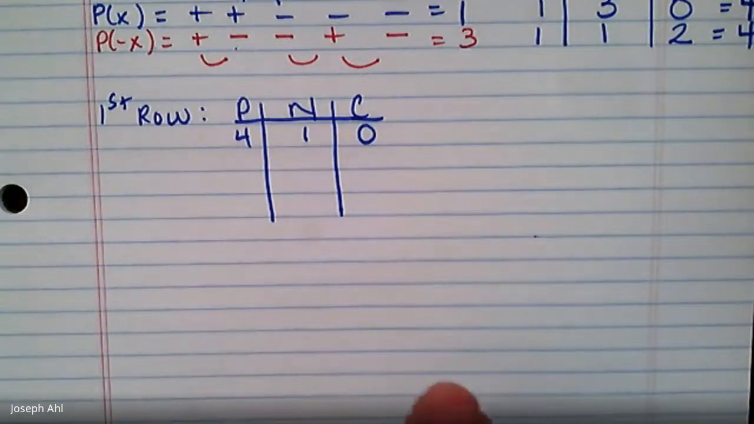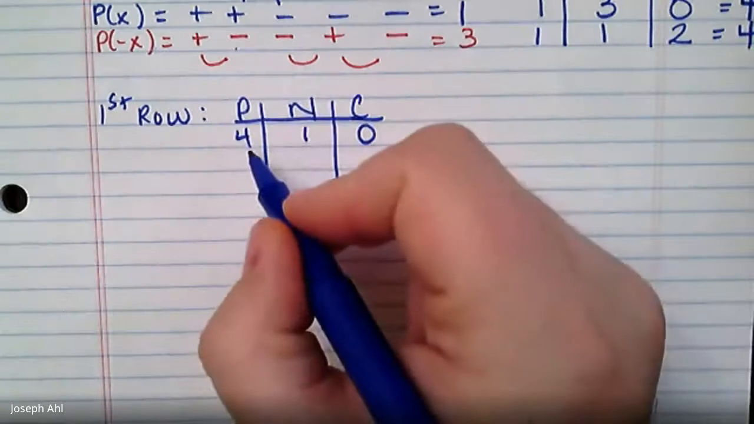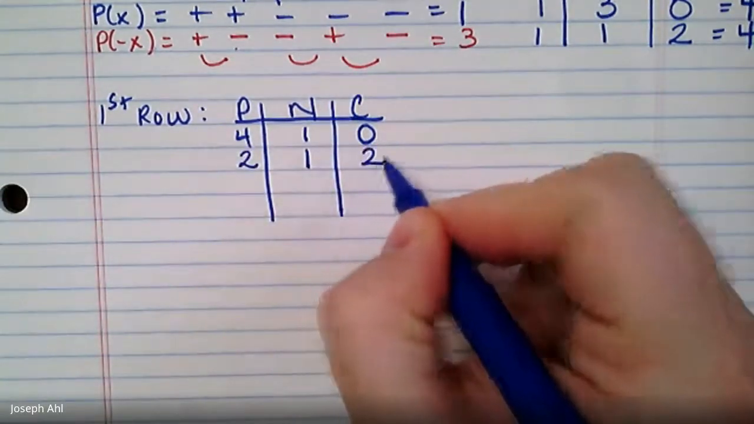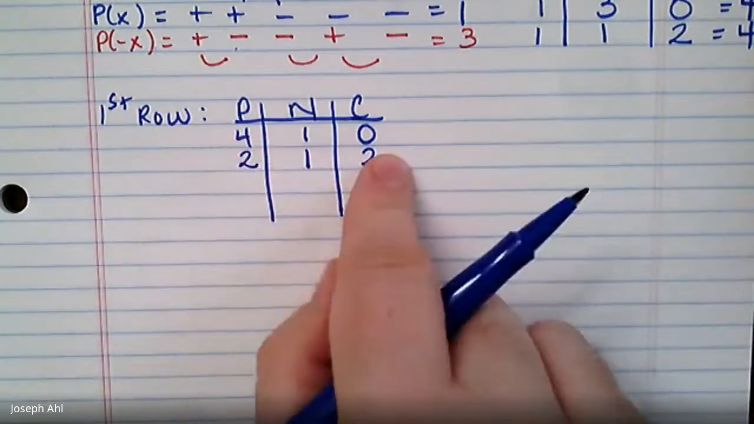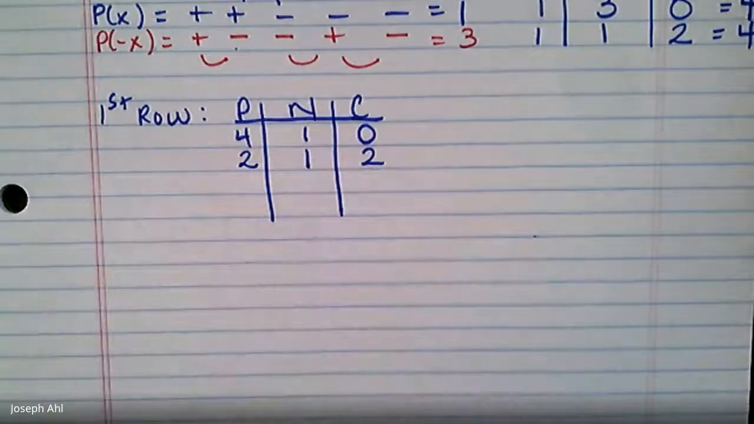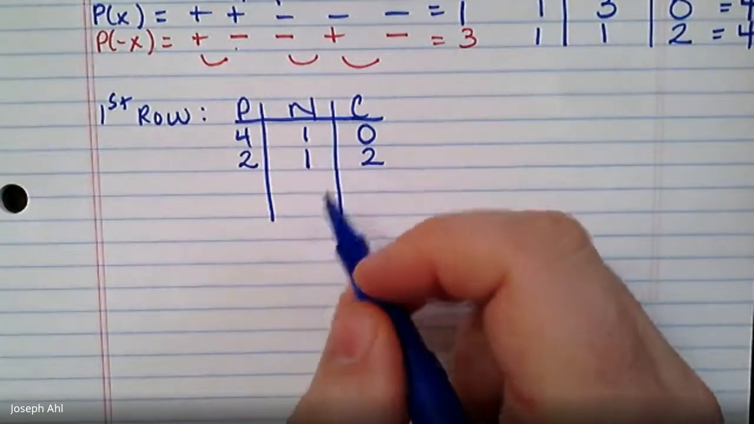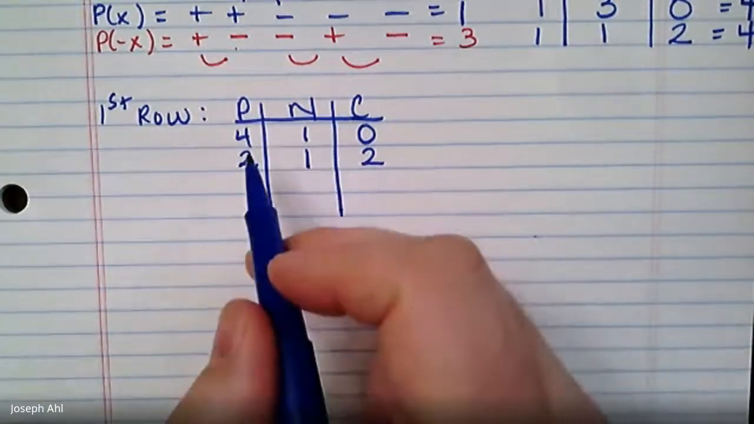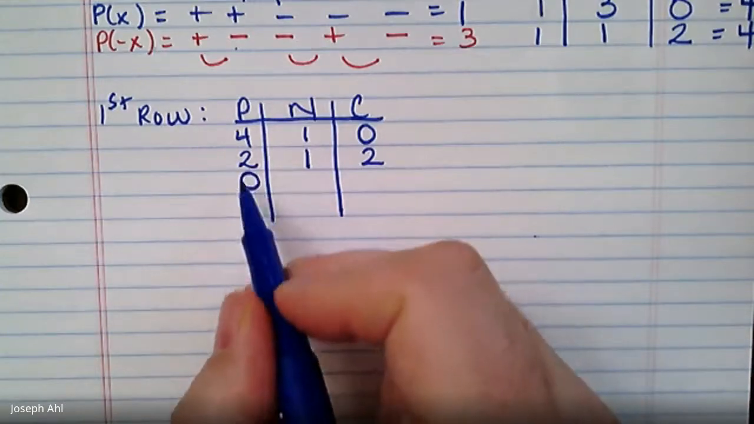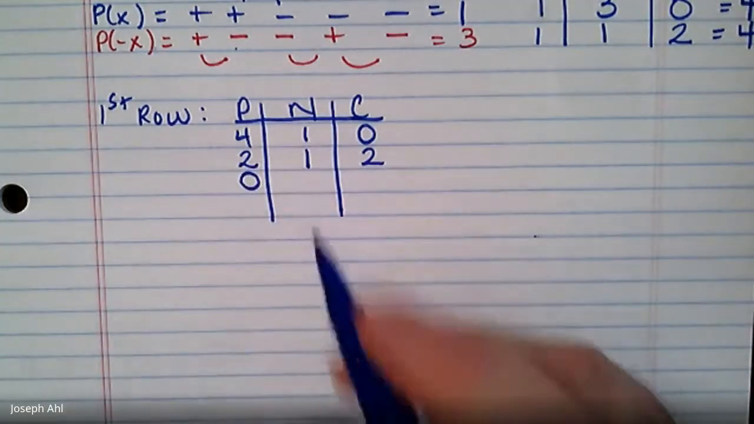So the question becomes, can we decrease anything by 2? And the answer is, yeah, it can decrease the positives by 2. So another possible case and scenario would be 2, 1, 2. Maybe we'll only have 2 positives, 1 negative, and 2 complex. Can I do anything else? Are there any other cases? Well, I can't decrease the negatives by 2, but can I decrease the positives by 2 one more time and say maybe there's actually 0 positives?